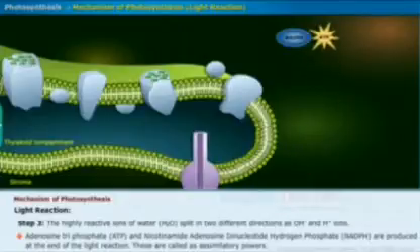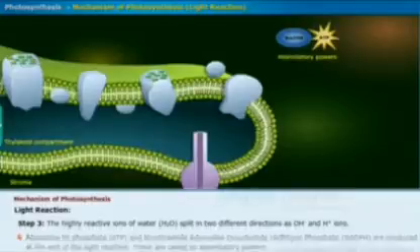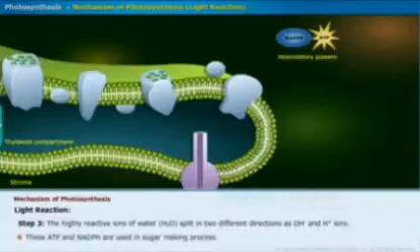The adenosine triphosphate and nicotinamide adenine dinucleotide phosphate hydrogen, that means NADPH, are produced at the end of the light reaction, and these are very important components for the dark reaction, and that is why they are known as assimilatory powers. They will be used in the dark reaction, which is about to come next.